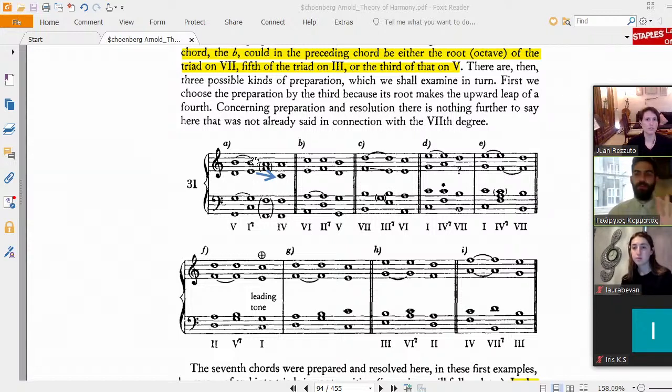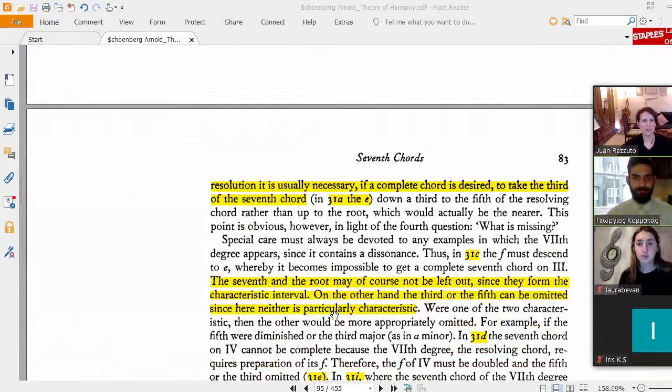The F of the seventh. Example 31F. This one. Oh, you have the B not going to the C. Yes, exactly. We cannot double or triple the root on the tonic. The 31F.